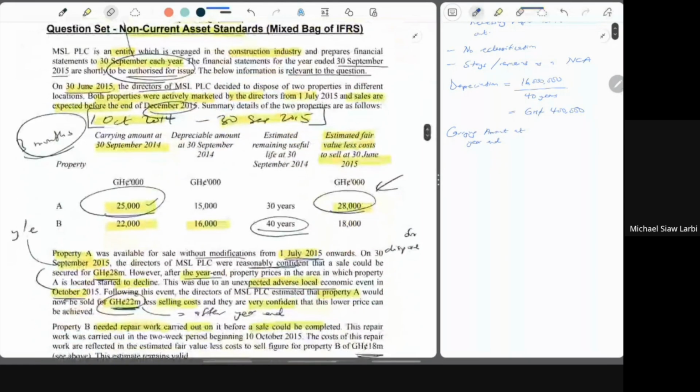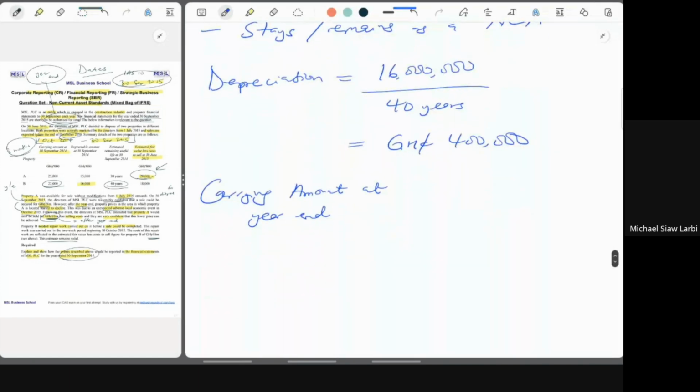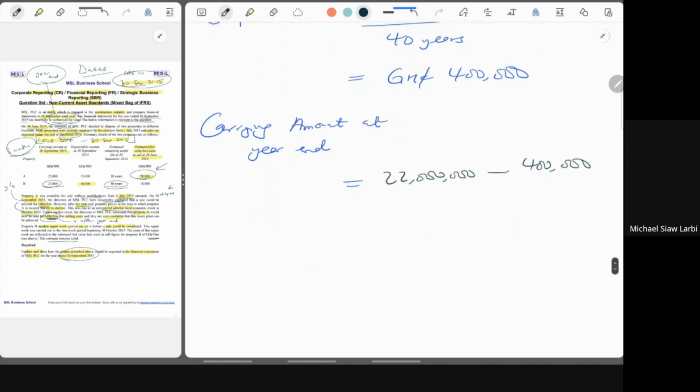Okay. What was the carrying amount at the end of the previous year? We're told this was what? 22 million, right? If that was 22 million, let's find the current year end. So the current year end balance will be the 22 million from last year minus our depreciation charge of what? 400,000, right? And that looks like it's going to give me 21.6 million. So these are carrying amounts at the year end.